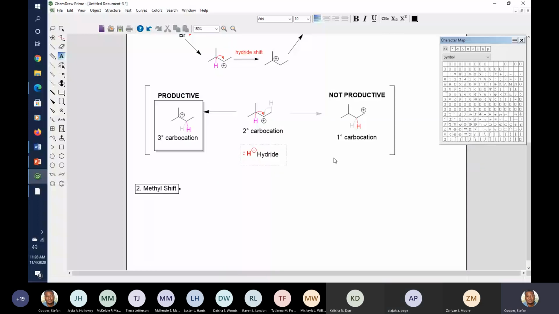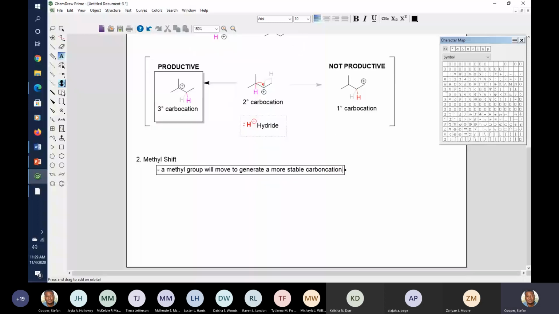Okay, the next type of shift, methyl shift, all right? Now a methyl group will move to generate a more stable carbon cation. All right, let's take a look at an example of that. All right, I'm going to have this compound.